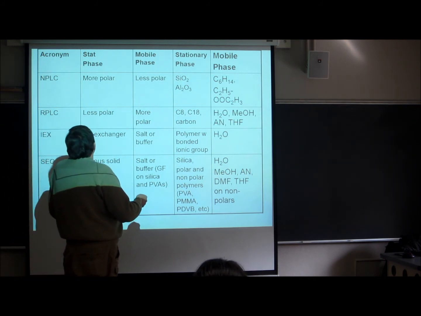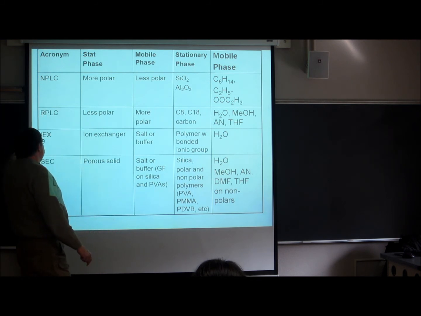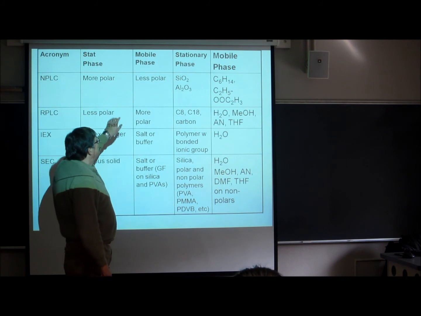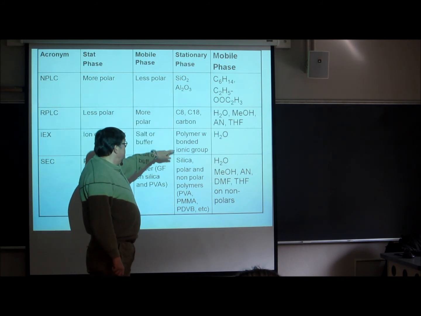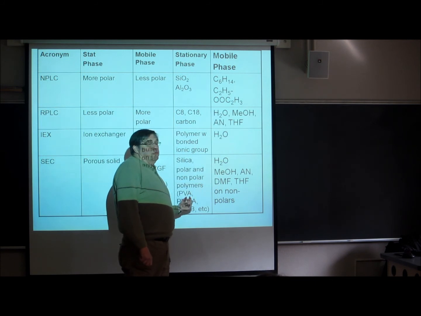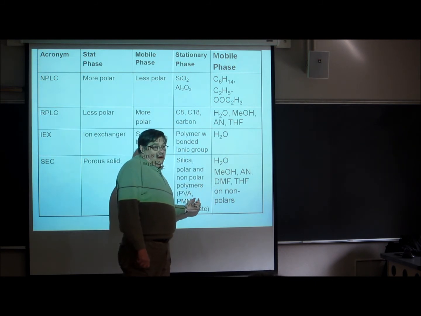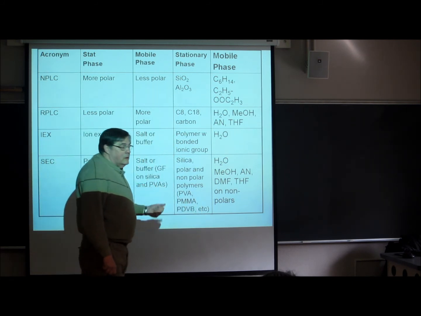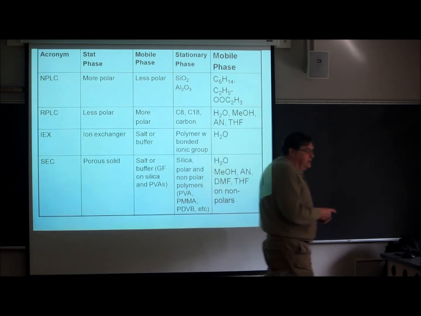Okay, so we've got normal phase, reverse phase, ion exchange, SEC. I don't have titles on this table. This is Pete's table. And this shows you about the stationary phases and what they're like, and then the mobile phases that are appropriate for them, that are usable with them. So I want you to take a look at this and learn about this, all right? And it should be very easy for you to pick them.